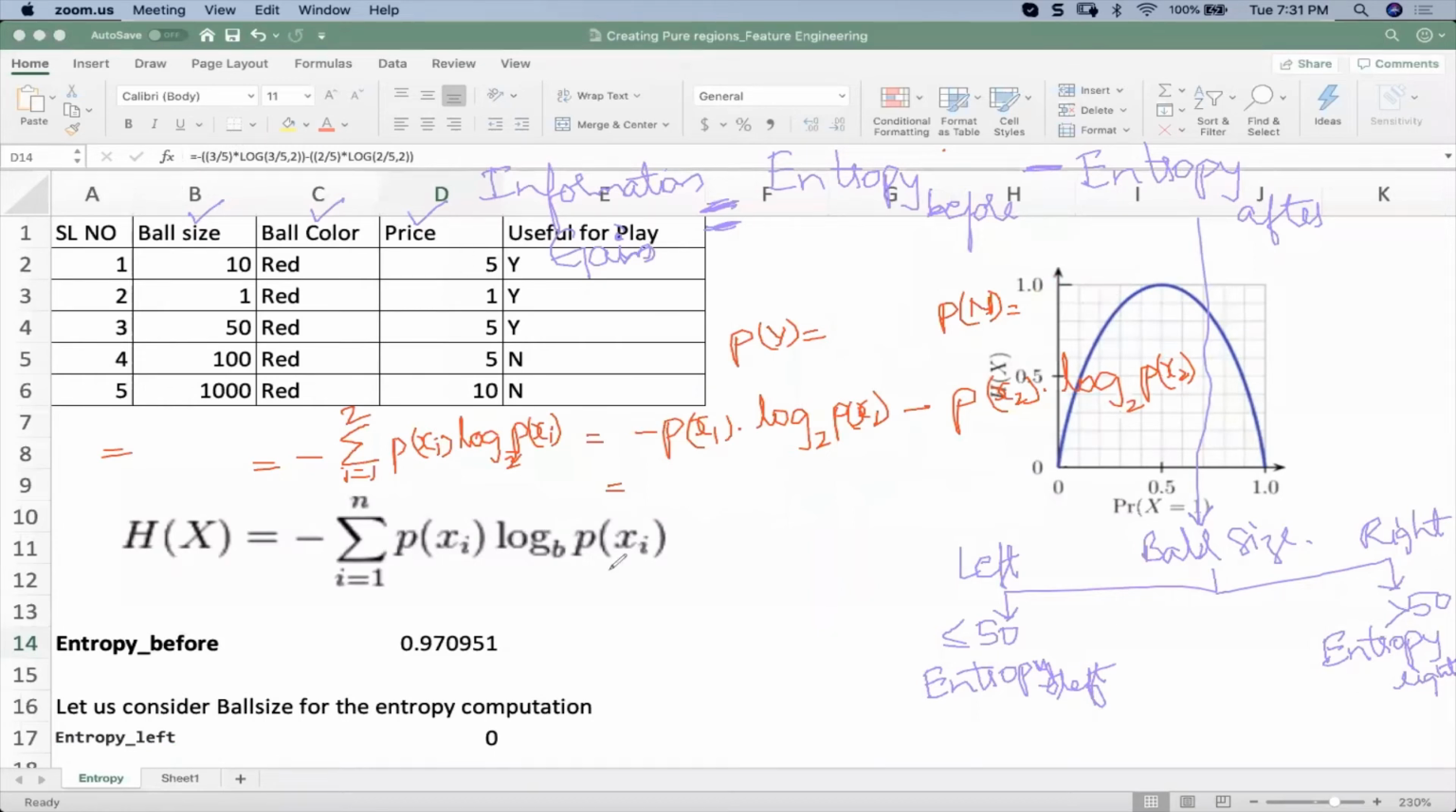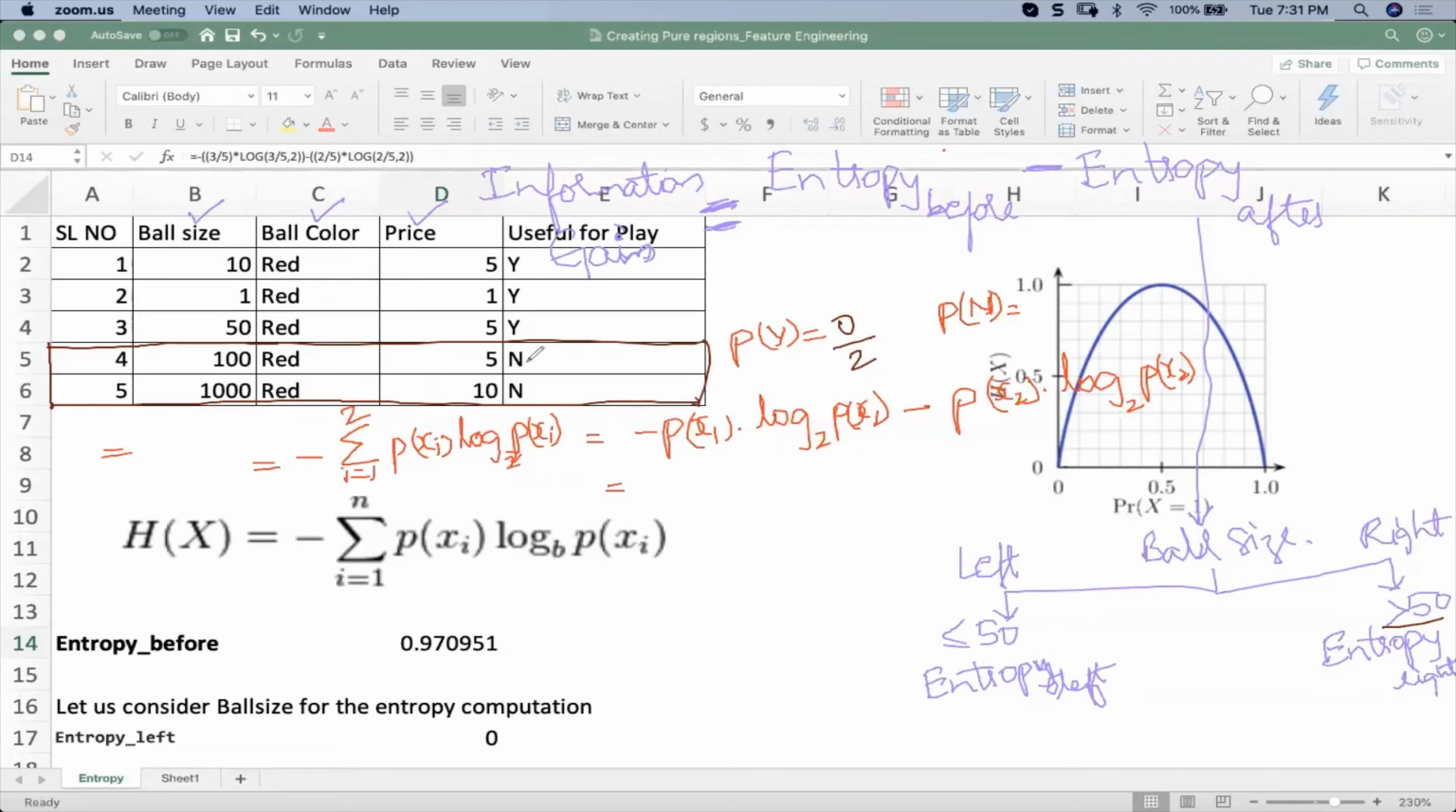This portion, right side. Right side is greater than 50. Greater than 50 are these two, right? Ball size greater than 50 are these two. You have only two. Okay, so let's solve it. How many times do you have yes? 0 times out of 2.